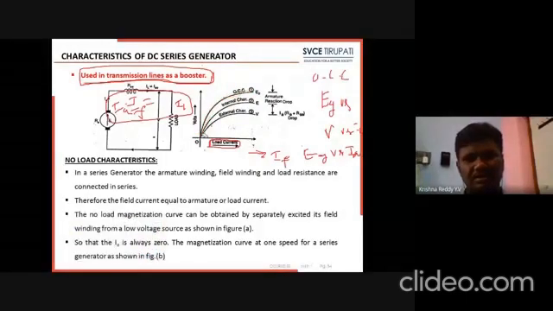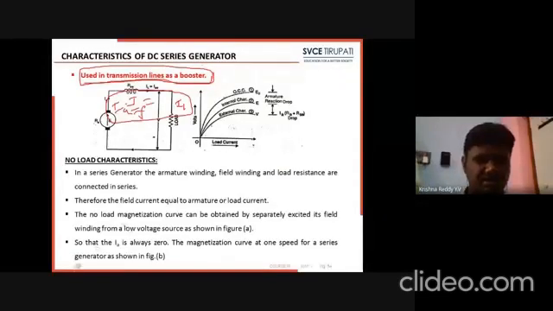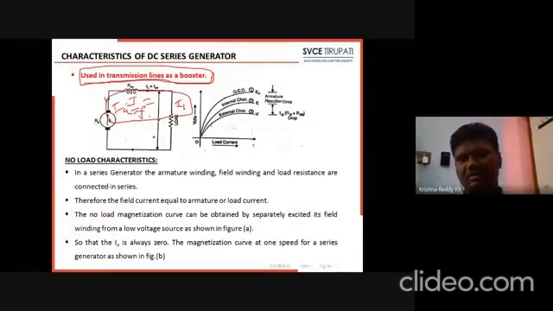Open circuit characteristics are similar for all DC generators. The next characteristics are the internal characteristics. Here the internal characteristics means we close the switch. Due to the closed circuit, armature current flows in the load, and everything is connected. As the load increases, load current increases, which means armature current also increases.